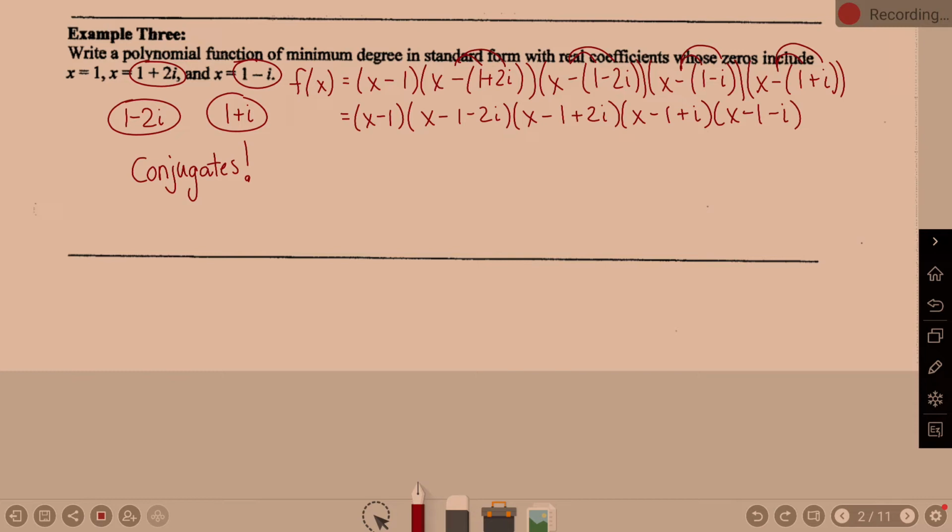I've already suggested what's best to multiply first are conjugates, right? Which means we have this lonely x minus 1 out front. He's going to stay lonely for a bit, okay? Because we're going to multiply the ones that have a partner. So, you ready? Got lots of room to write, yes?